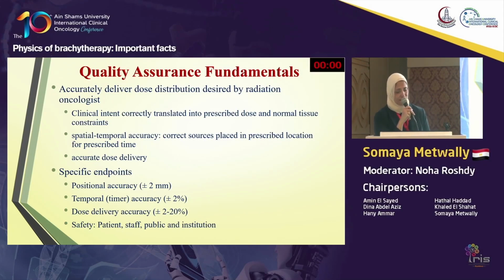A specific endpoint is the positional accuracy. Nowadays we have a camera connected with the afterloader, and you check the dummy source, of course, not the actual source. You check the position of the dummy source by using this camera, and you only allow plus or minus 2 millimeter shift. If it is more than that, you don't use the machine.